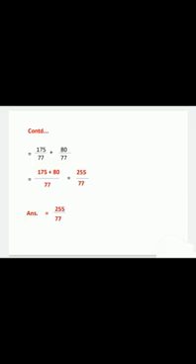Multiplying, 25 × 7 over 11 × 7 is equal to 175/77 plus 80/77. Now when the denominators are same, you have to add 175 + 80 over 77, which is equal to 255/77. So your answer is 255/77.